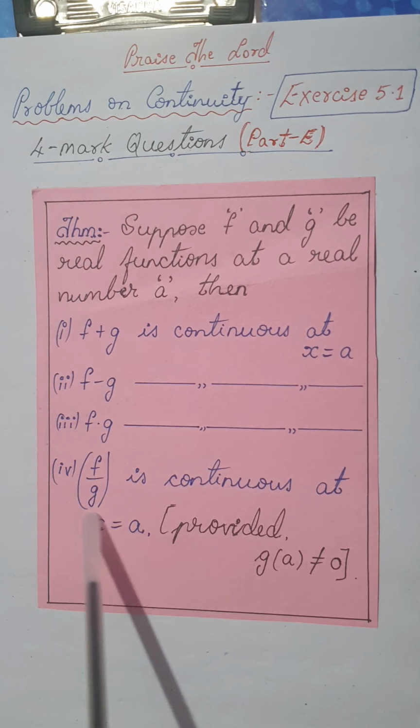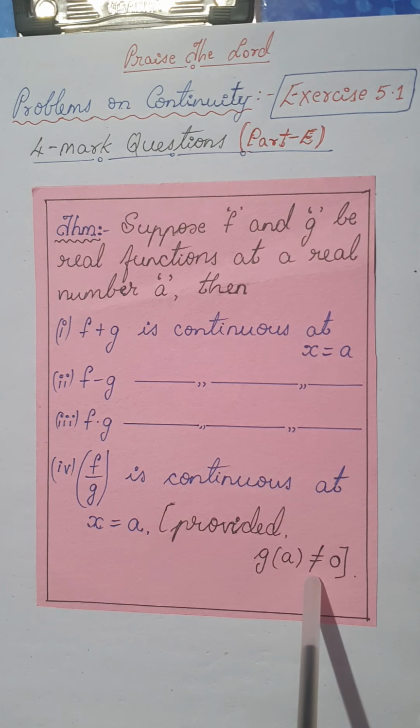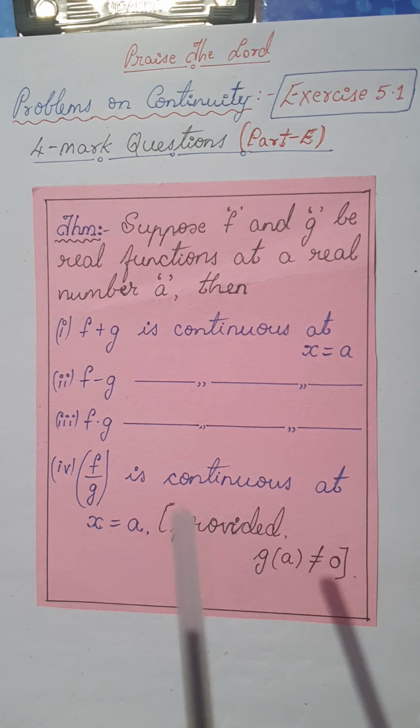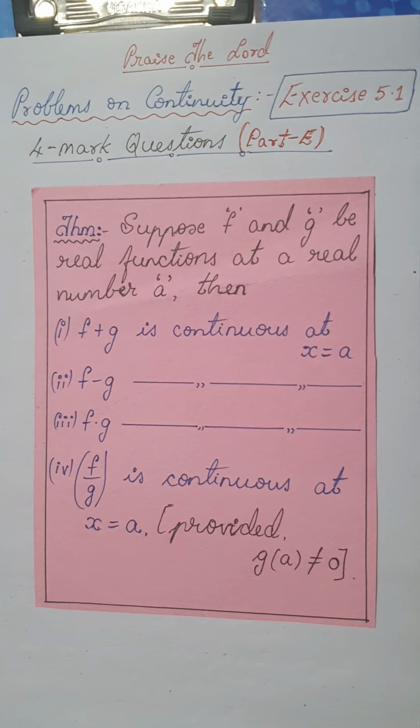Okay, because if g of a becomes 0, the denominator will be 0. That gives me infinity, that is an indeterminate form. So that condition, I take g of a not equal to 0. So this is the required basics for me to solve the 4-marker problems.